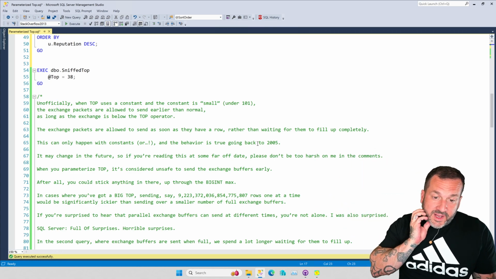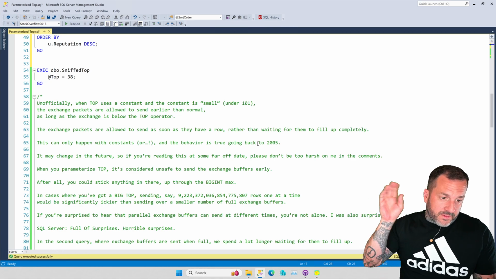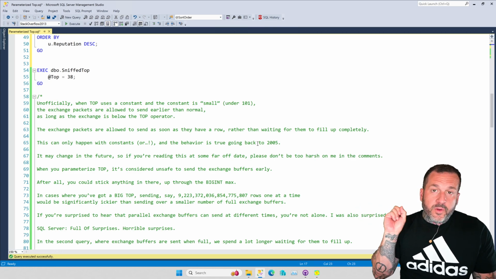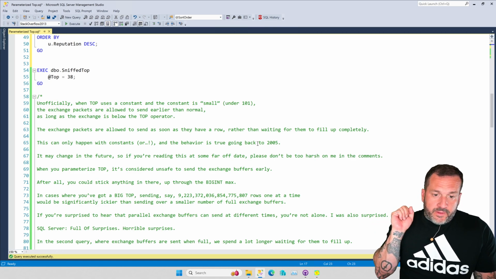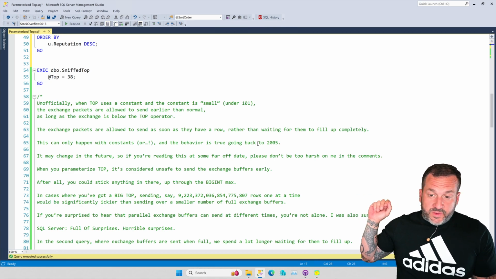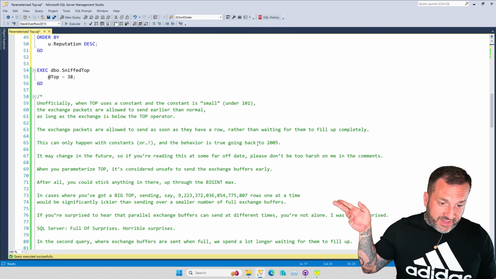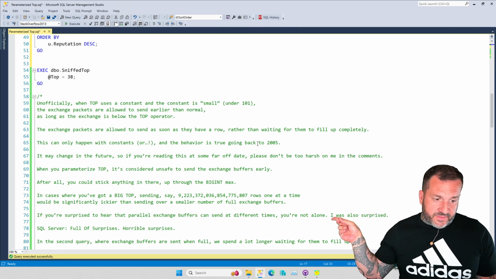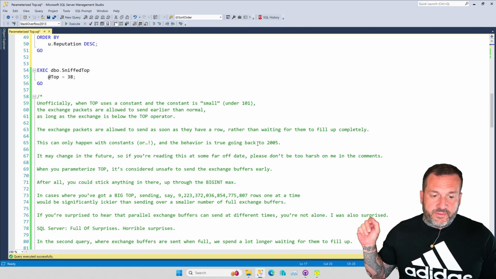Unofficially, when a top uses a constant, and the constant is a small number under 101, the exchange packets are allowed to send earlier than normal, as long as the exchange is below the top operator. The exchange packets are allowed to send as soon as they have a row rather than waiting for those exchange packets to fill up completely. This can only happen with constants or in another thing that I'm going to show you in a minute. And this behavior is true going back to SQL Server 2005.